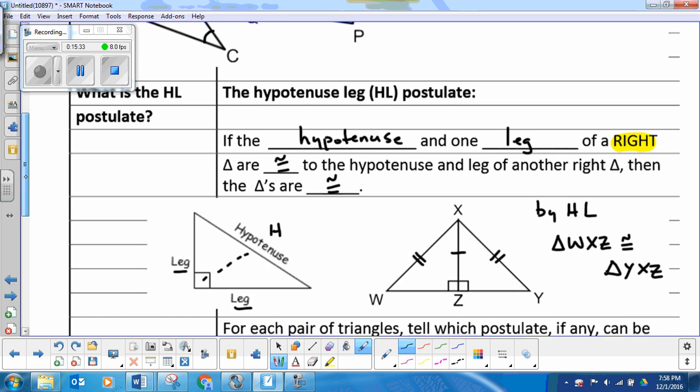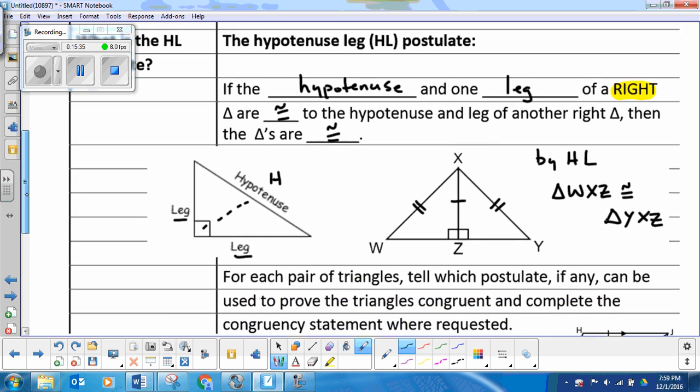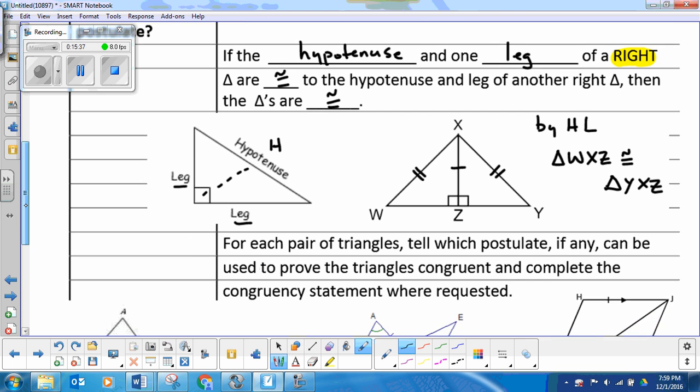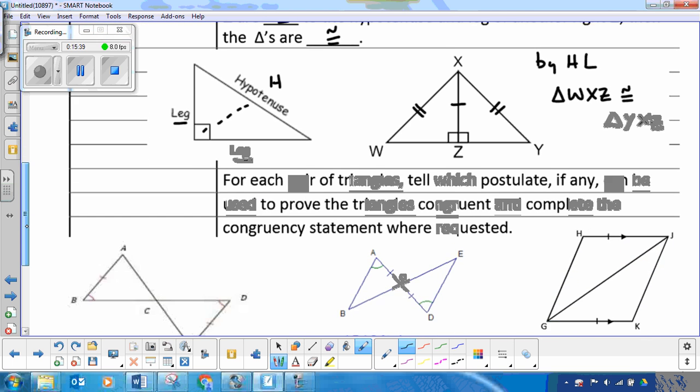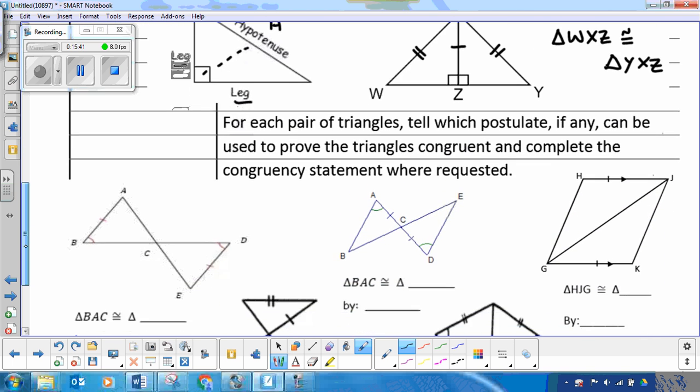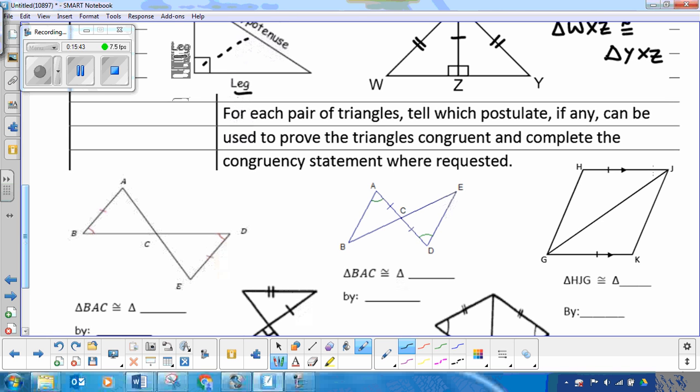And we have, again, 5 postulates that we'll be choosing from. Let's look at a couple of examples before you guys go to do some work on your own. We have here, for each pair of triangles, tell which postulate, if any, can be used to prove the triangle is congruent and complete the congruency statement where requested, because not all of these are actually showing letters to use to show.